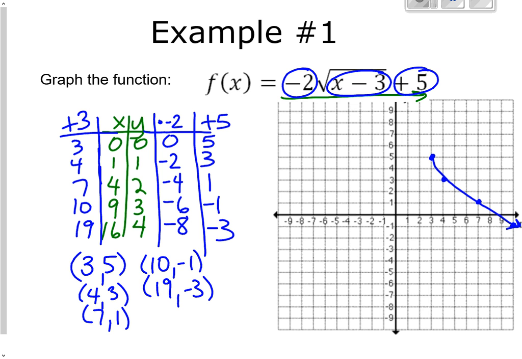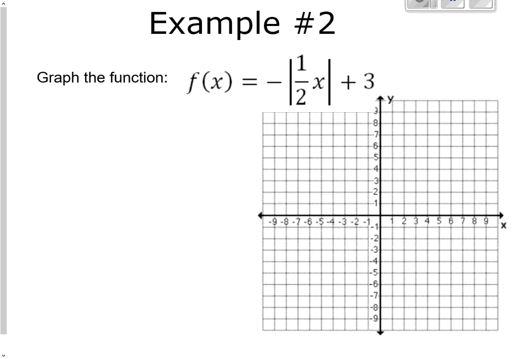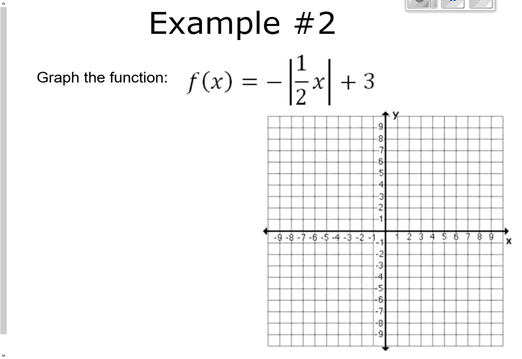Okay, let's try another example. So here we have our absolute value graph. Absolute value. Again, we're going to start with our table of values: -2, -1, 0, 1, 2, and 2, 1, 0, 1, 2. Of course, absolute value means that everything that goes in comes out positive.